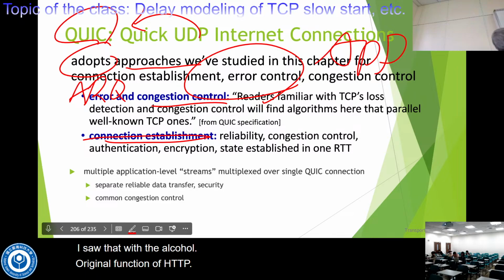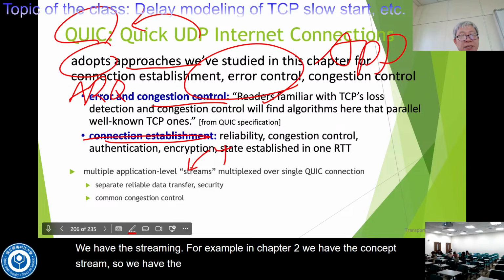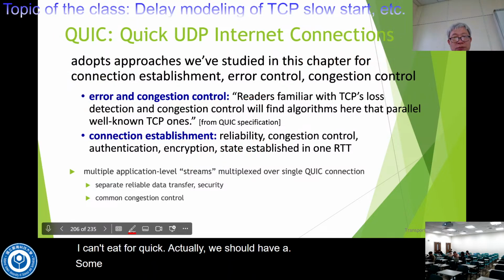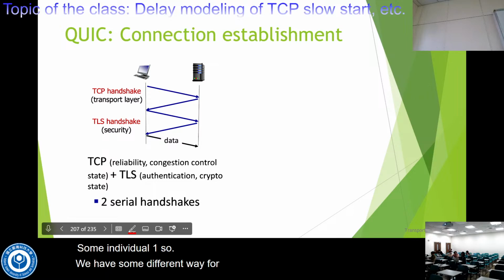However, for TCP previously, we have the streaming. For example, in chapter 2, we had the concept of stream. So we have the streaming for TCP. And currently for QUIC, we should have some individual ones. We have a different way for QUIC and some other manipulation for QUIC.